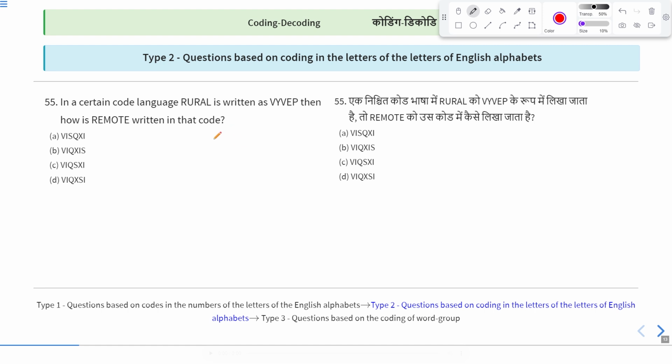Next, we have the word RURAL, which is coded as VYVEP. Now, PQRSTUV plus 4. This seems to be plus 4. R plus 4 is V, A plus 4 is E, and L plus 4 is P.